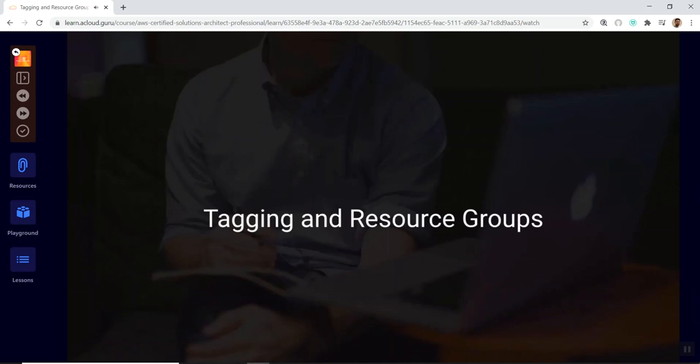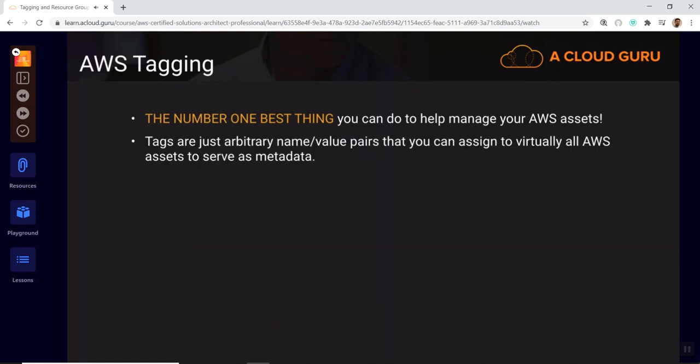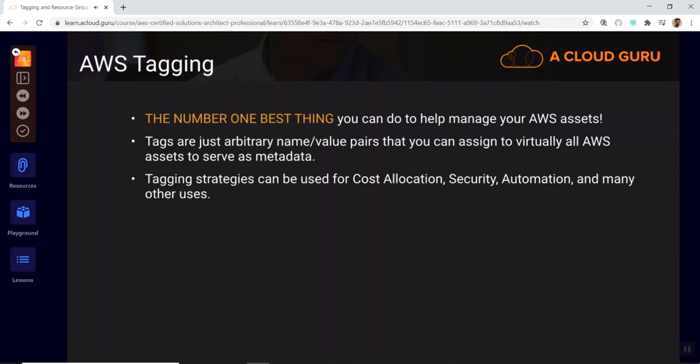Okay, now we get to talk about one of my favorite features of AWS. It's tagging. Tagging is probably the number one best thing that I think you can do to help manage your AWS assets. And tags are just arbitrary name value pairs that you can assign to virtually all AWS resources, and it serves as metadata. And tagging strategies can be used for cost allocation, security, automation, and many other uses.